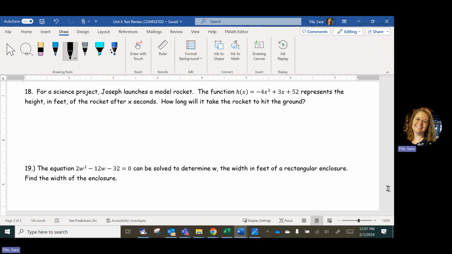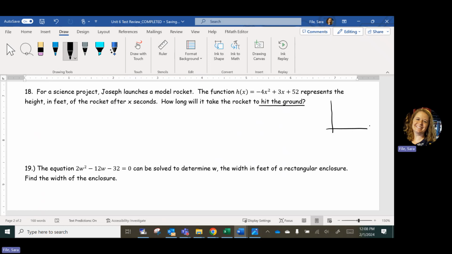The function h of x, and they give you the equation, represents the height in feet for the rocket after x seconds. So x is the number of seconds, and what h of x equals is the height of the rocket. It says, how long will it take for the rocket to hit the ground? If your rocket is hitting the ground, you don't even have to look at it in the calculator to be able to visualize this.